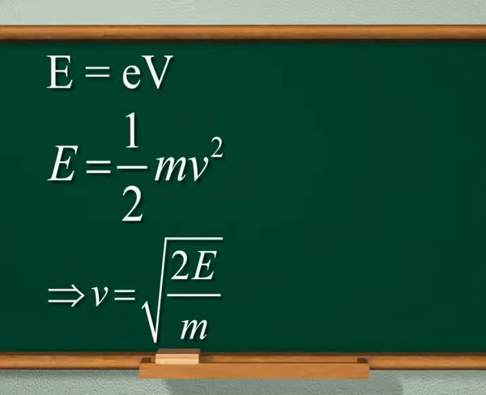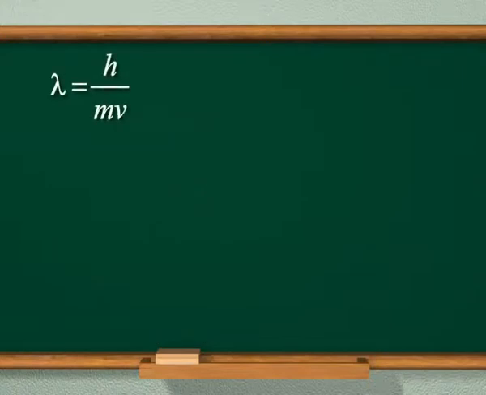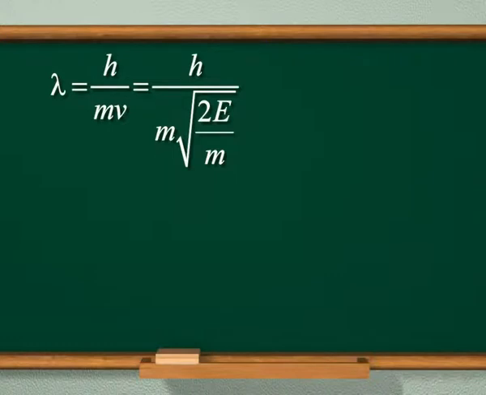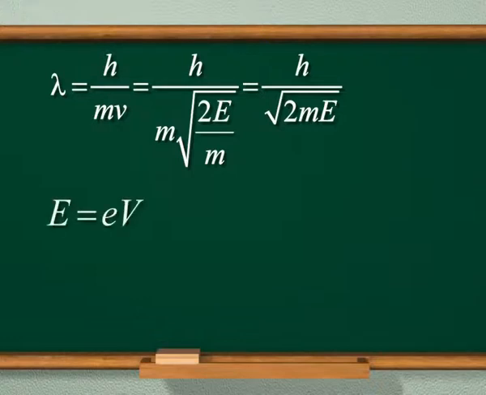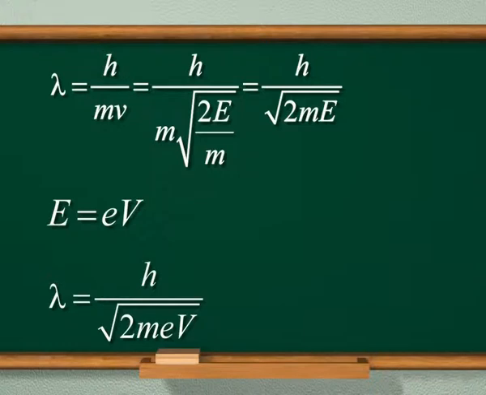Now, de Broglie wavelength of electron is given by lambda equal to h by mv, which is equal to h divided by m into under root twice E by m, which is equal to h by under root twice mE. On substituting the value of capital E equal to eV in the given formula, we get lambda is equal to h by under root twice m eV.